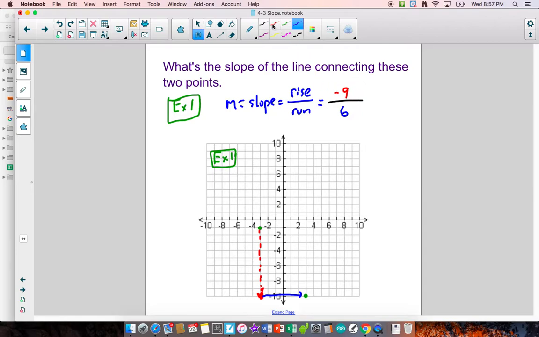So my slope calculation is equal to -9 divided by 6, which is -3 over 2 in simplest form. That's how I want you to write your slope. So your slope is -3/2, or you could say it's -1.5. That's your slope. Both of these are correct answers. What this means is every time you go to the right 2, you're going to go down on your line.